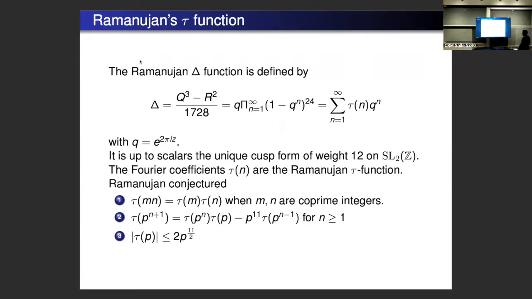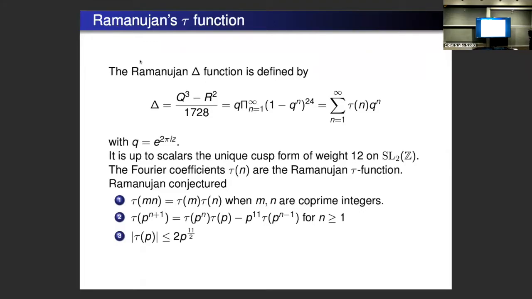So he conjectured a multiplicativity property of tau, which is tau(mn), when m and n are coprime, is tau(m) times tau(n). Then he conjectured a recursive formula for tau evaluated at powers of p. So it's not completely multiplicative, because then it would perhaps not be so interesting. But the tau(p^(n+1)) has this formula, right? It is multiplicative up to some compensation, up to some error.